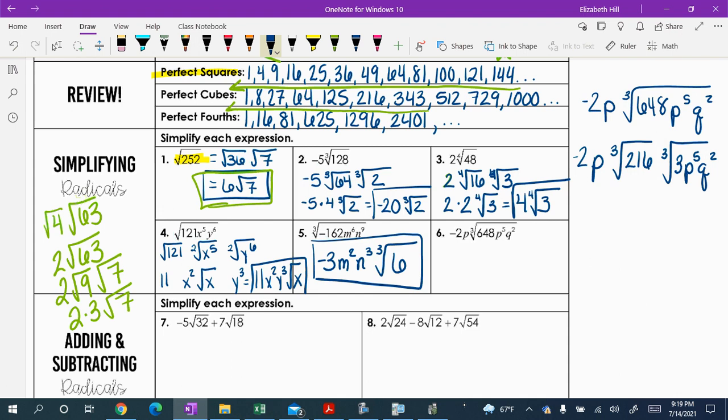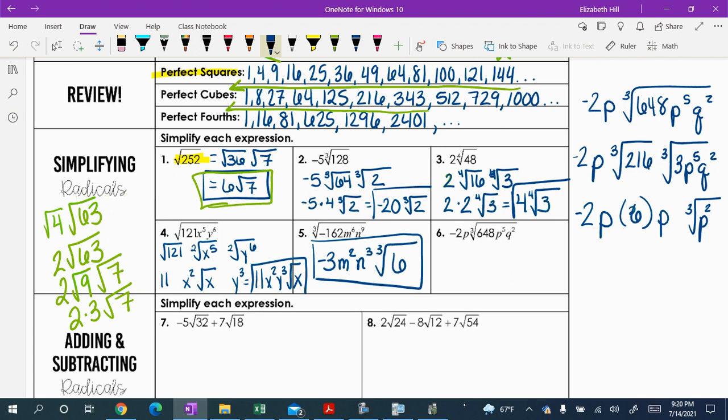The cubed root of 216 is going to end up giving us 6. So now I have negative 2p times 6. Now I'm going to look over here at the cubed root of p to the fifth. 3 goes into 5 one time, so I can take out one group of 3, leaving 2 p's still underneath.